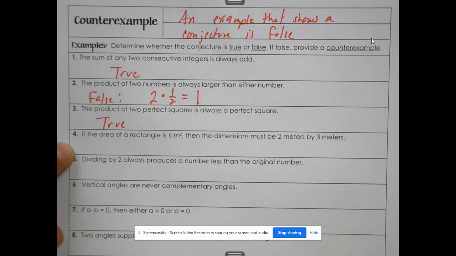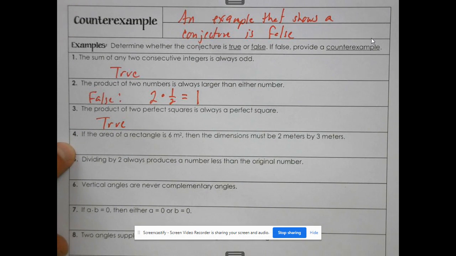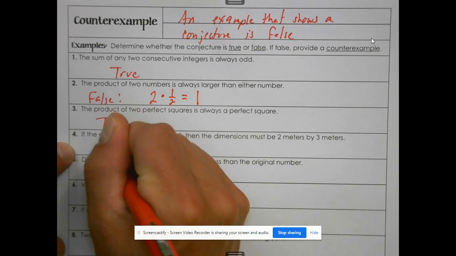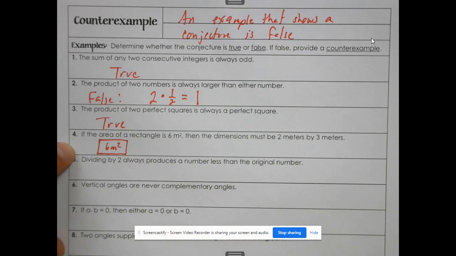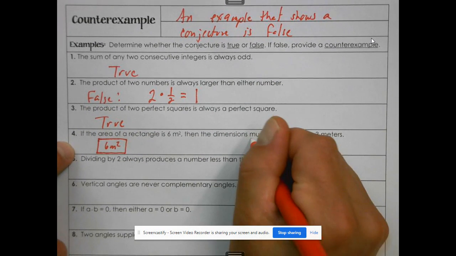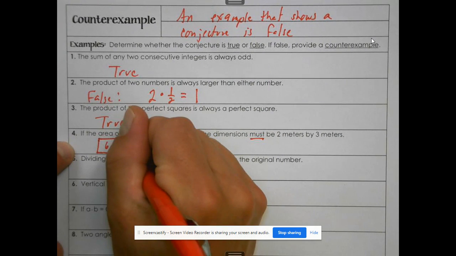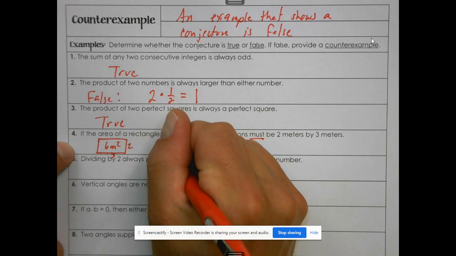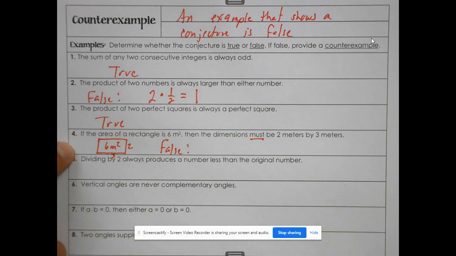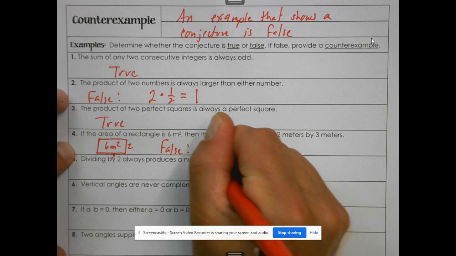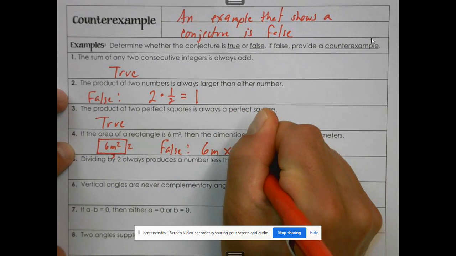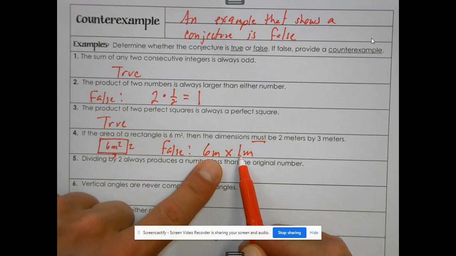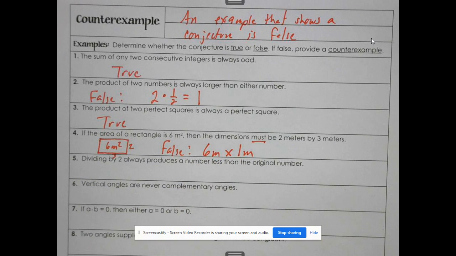Number 4, if the area of a rectangle is 6 square meters, so just kind of draw a little picture to help you out here. We got a rectangle, and they're saying the area is 6 square meters. Then the dimensions must be 2 by 3. Well, if I put a 2 here and a 3 here, yeah, 3 times 2 is 6, but this is false. We could have also used a dimension that could have been 6 meters by 1 meter. Yeah, 3 by 2 works, but also a 6 by 1 also gives you 6 square meters, so the answer there is false.